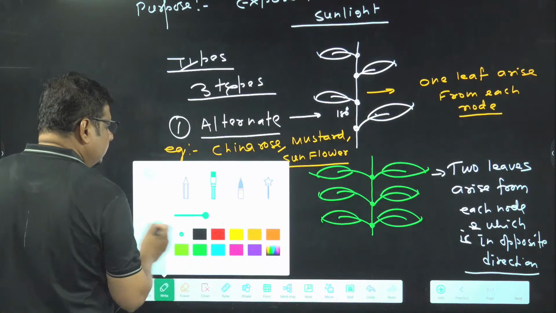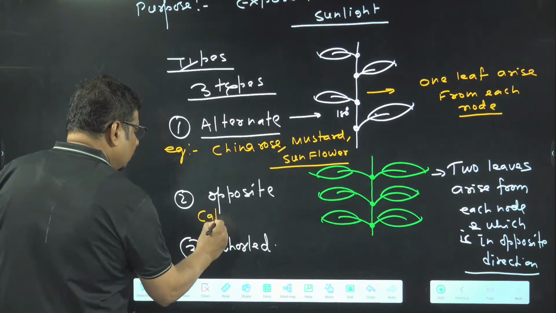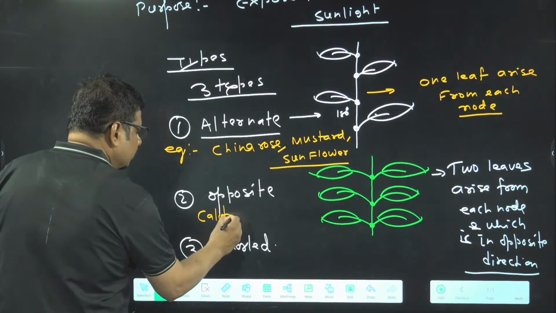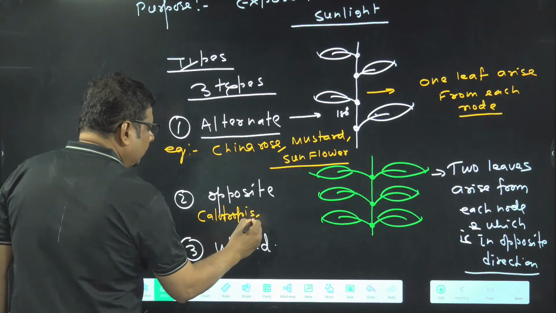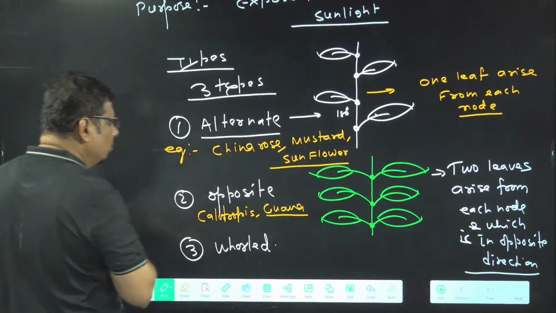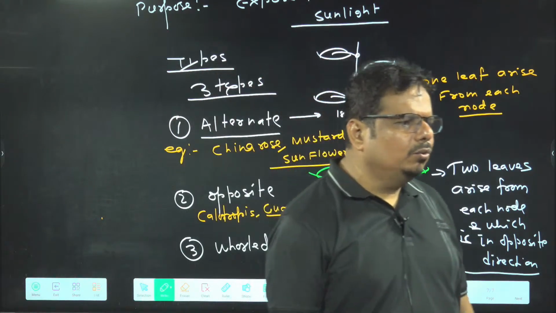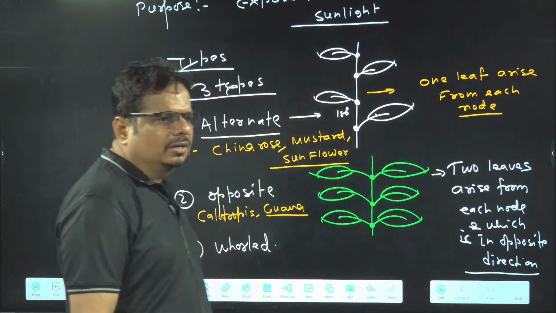Two examples are mentioned in NCERT. What are they? Calotropis and which one? Guava. You say it Guava. Calotropis, what do you say in your local language? Jilledu. Getting the things or not?